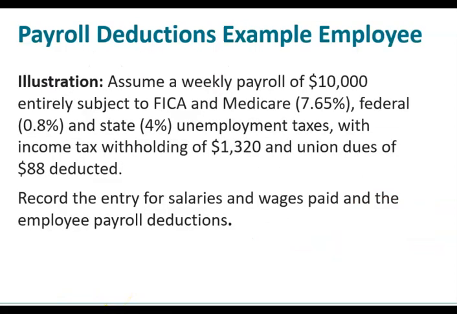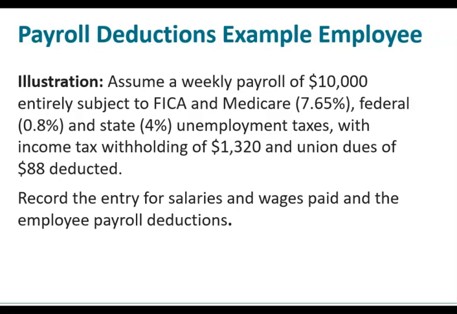Let's take a look at an example. Assume a weekly payroll on behalf of the company of $10,000. The entire amount is subject to FICA and Medicare. They total 7.65%. That's the current rate. The company also has federal unemployment taxes of 0.8% and 4% unemployment taxes for state. The income tax withholding on behalf of the employee is $13.20, and union dues on behalf of the employer are $88. Record the entry for salaries and wages paid and the employee payroll deductions.